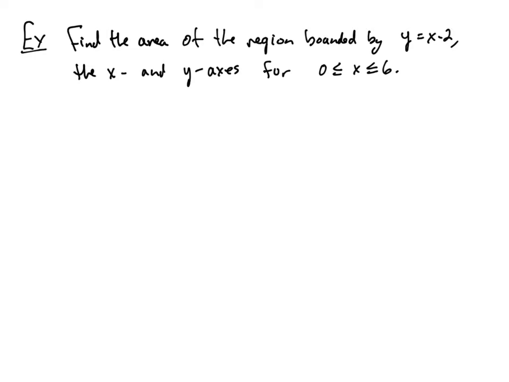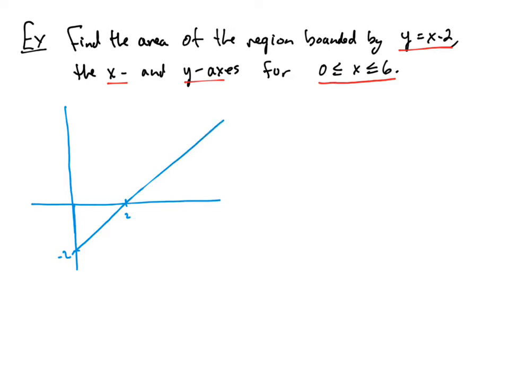So this example says to find the area of the region bounded by y equals x minus 2, the x and y axes, for x between 0 and 6. So we're going to set up the graph for this. So we want to graph y equals x minus 2. It's going to have a y-intercept of negative 2. It's going to have a slope of 1. So the graph looks something like this.